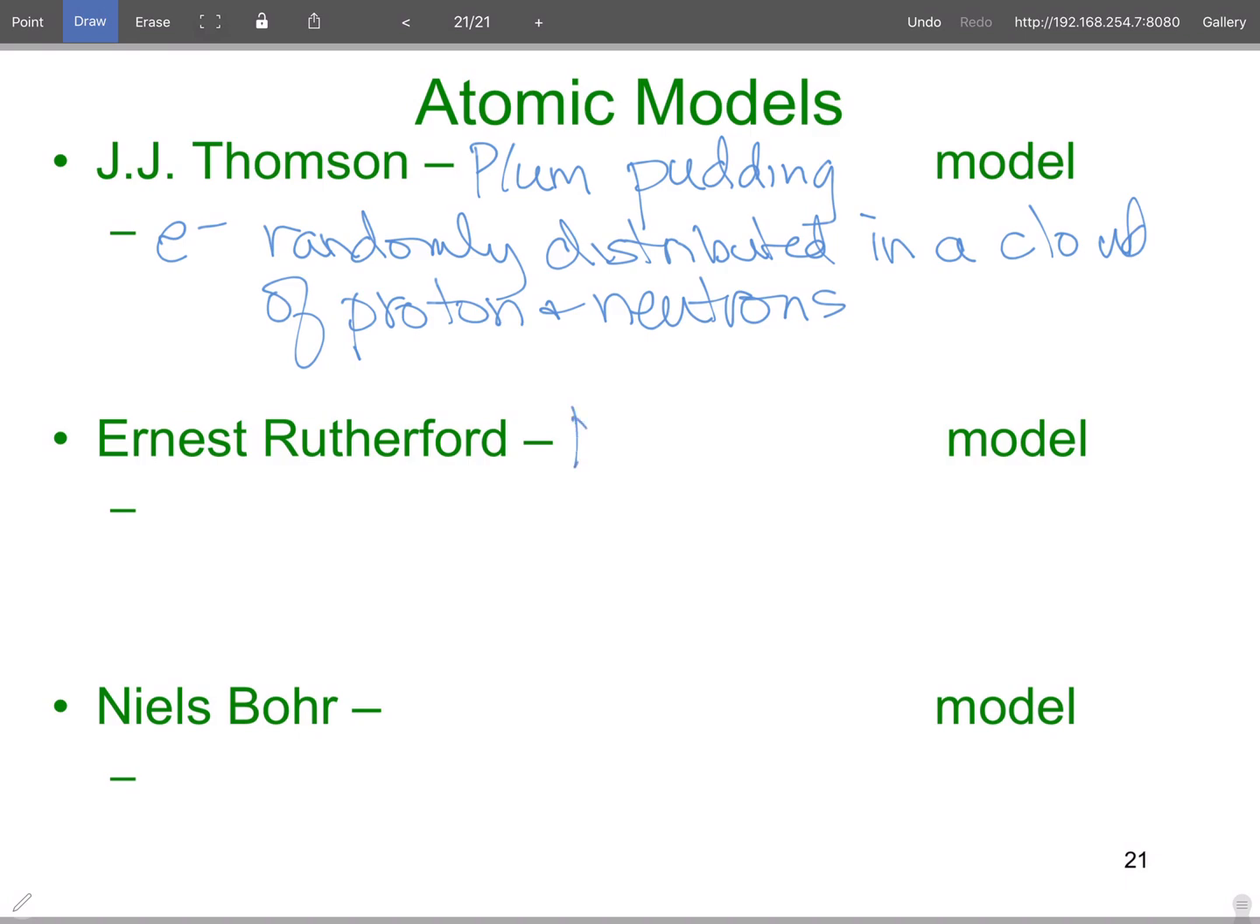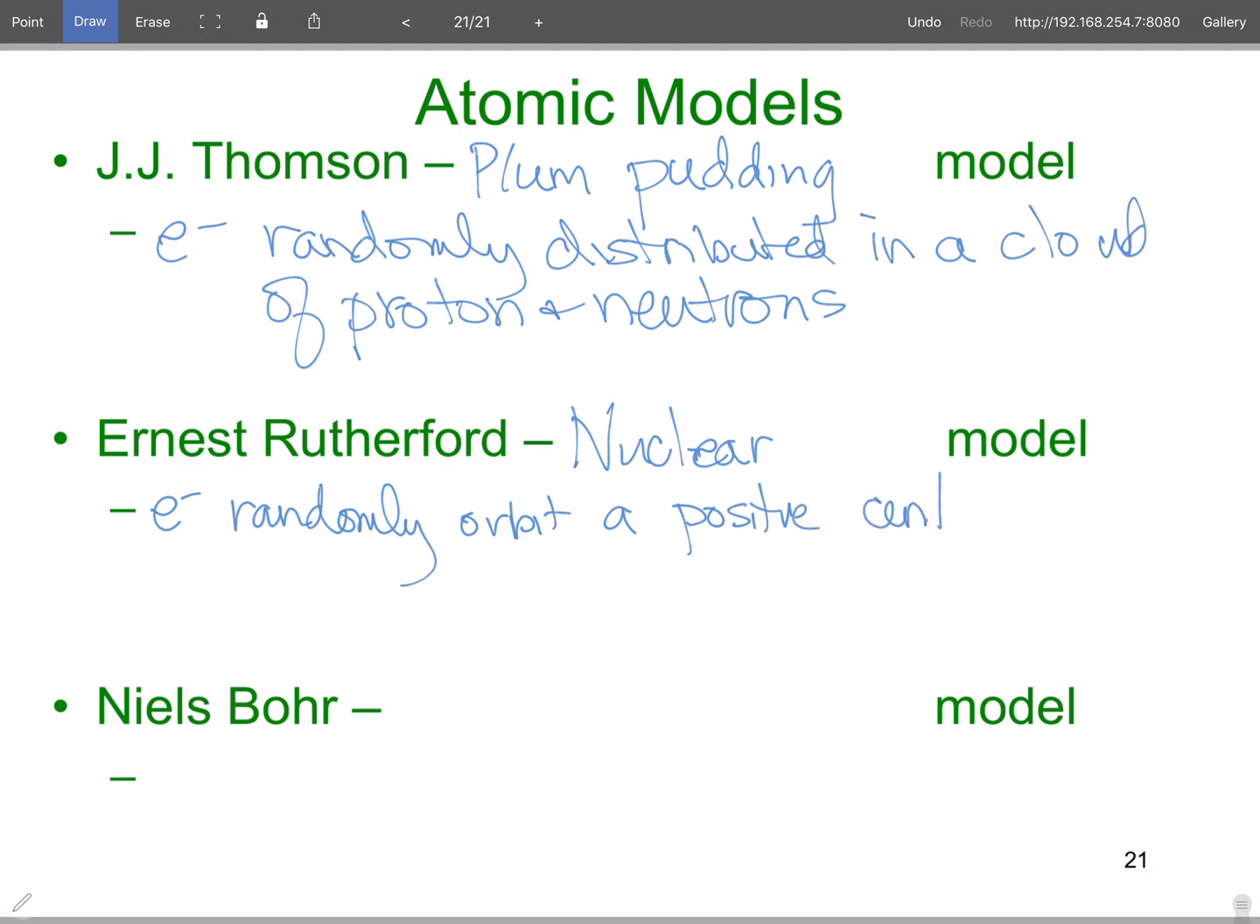Ernest Rutherford came along and disproved that. So he came up with the nuclear model. And that's where the electrons randomly orbit a positive center, which we call the nucleus. Now, this is closer to what we do, the model that we use, but the actual model we use is Niels Bohr's model, which is the quantum model.